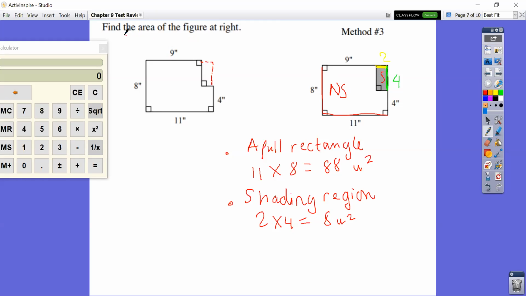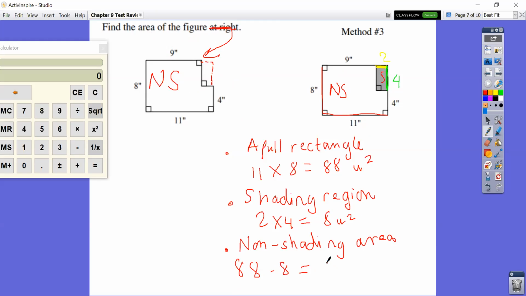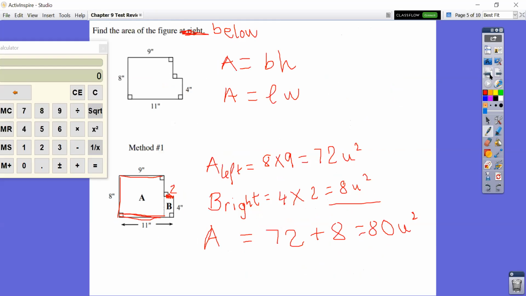They are looking for the area of this figure right here. Okay, so that means looking for the non-shading region. So I'm looking for the non-shading area. Okay, so what do I have? I have the full rectangle, 88, subtract the shading area, which is 8. Subtract them. I got 80 square units. It's the same answer, just different ways to get the answer done.